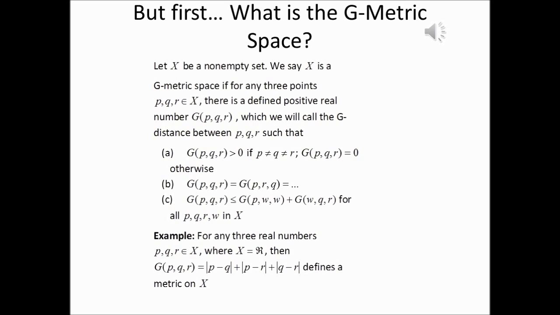And then, secondly, we can see that because the absolute value of P minus R is the same as the absolute value of R minus P, the absolute value of P minus Q is the same as the absolute value of Q minus P, and the absolute value of R minus Q is the same as the absolute value of Q minus R, the G distance is symmetric with respect to the three variables P, R, and Q. And then finally, we can show the last property by basically using the rectangle inequality as we did in the ordinary metric space setting, where we use the triangle inequality.